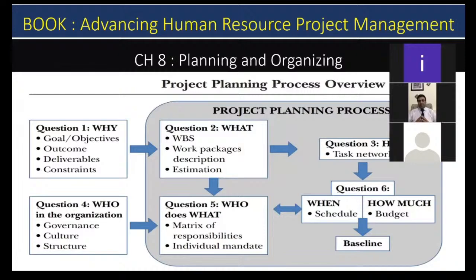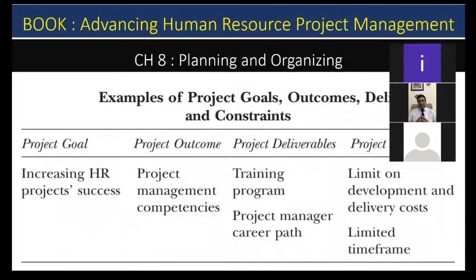Secondly, what would be the work package of the decomposition? It basically describes structuring the scope of the planning. Then, what is the task network? Basically this responds to what activities we will take to achieve the outcome and the deliverables of the planning process. Then we have who: the organization, culture, governance, and structure.